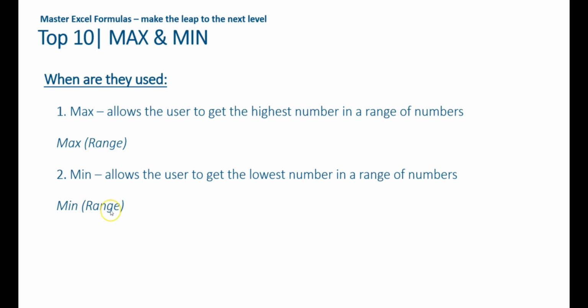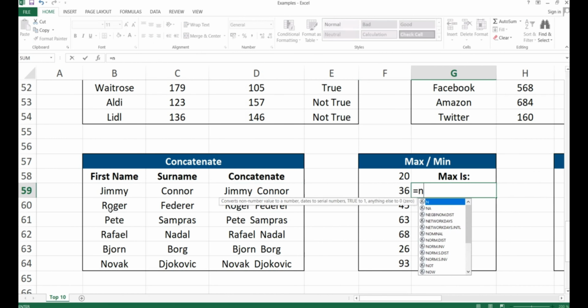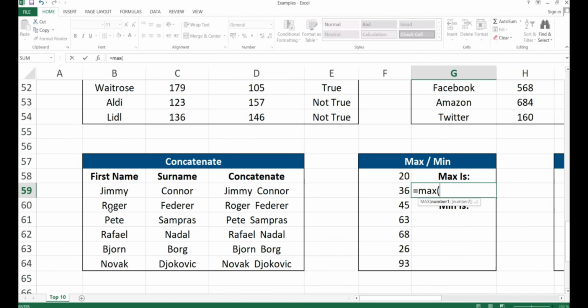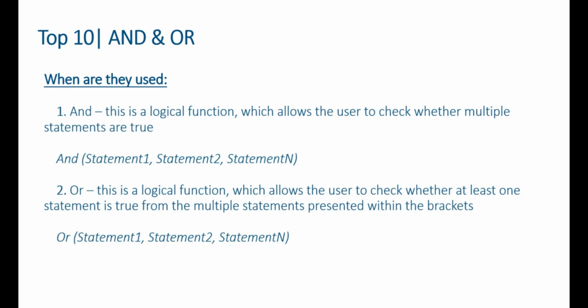Now, just to show you the example, here's what we get. The maximum is from this range here. The maximum is 93, and then the minimum is 20. Okay, now the next slide has AND and OR.